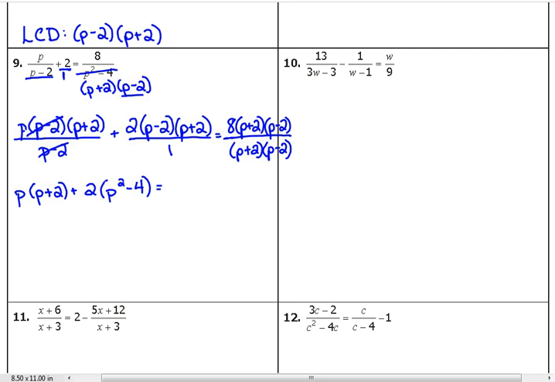Okay, and then how about for that last one? What cancels? Both of them, right? P plus 2, p minus 2, we're left with the 8. Don't lose the 8, it's still there. So our denominators are gone. It looks like we're going to have a quadratic equation because I already see a p squared there.